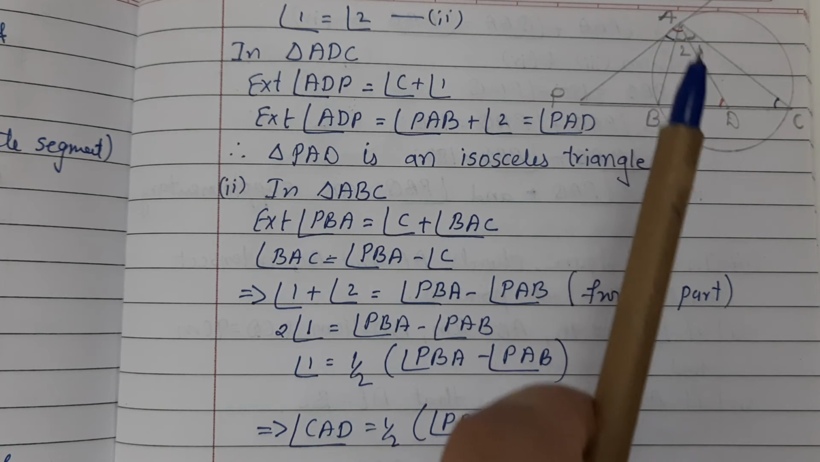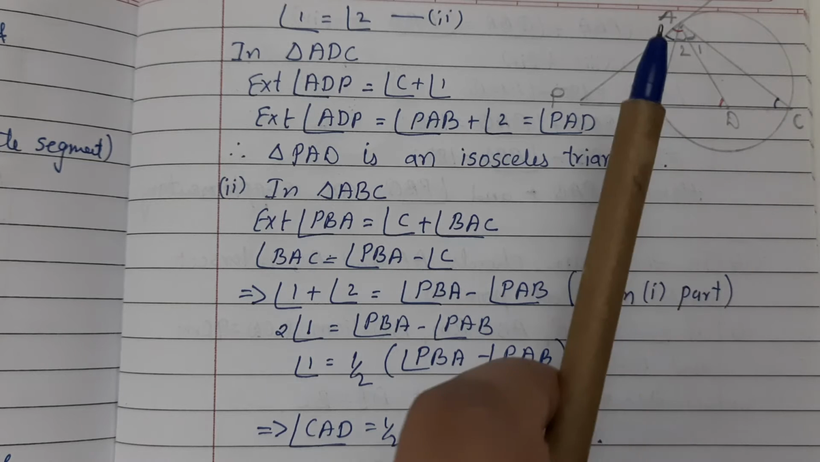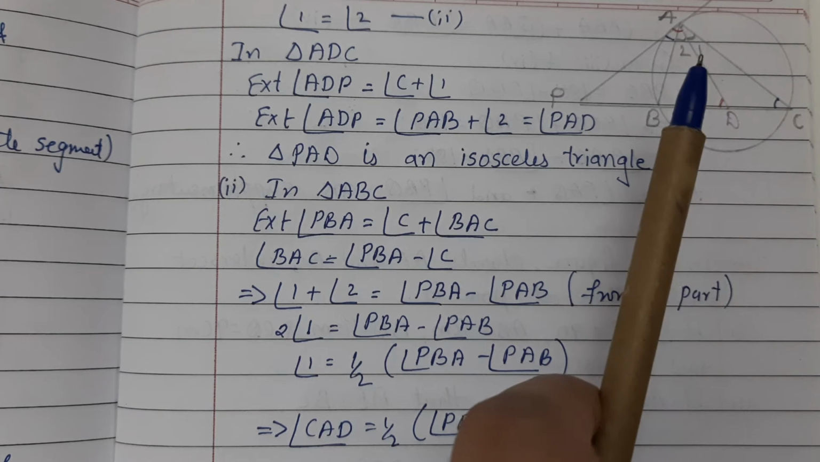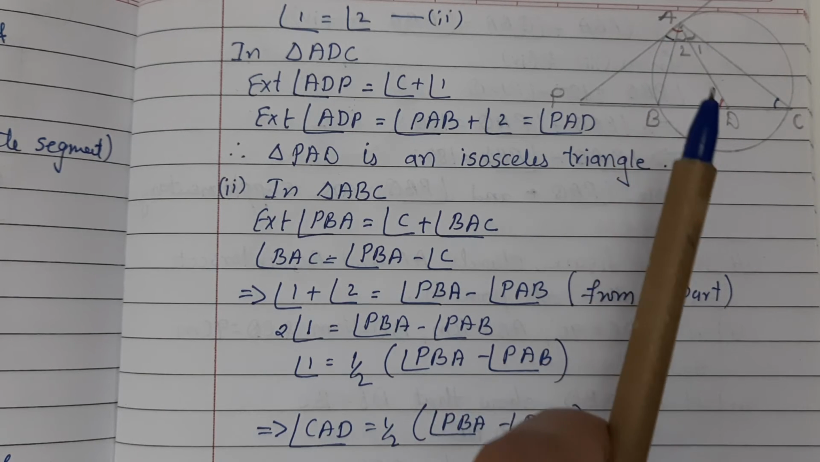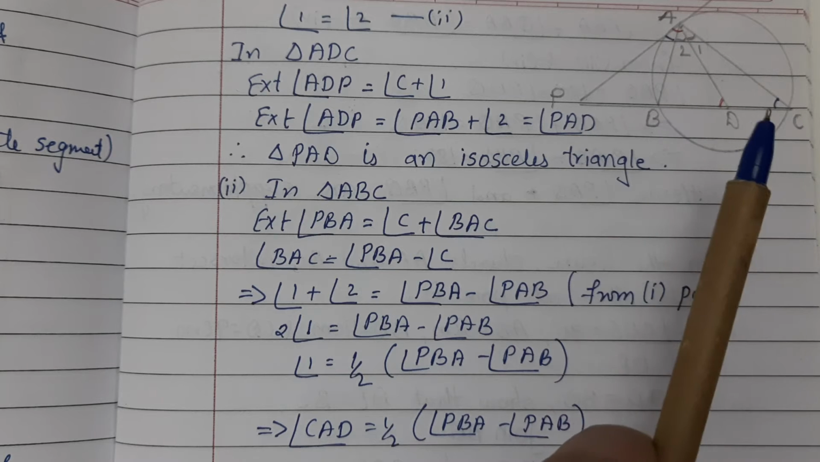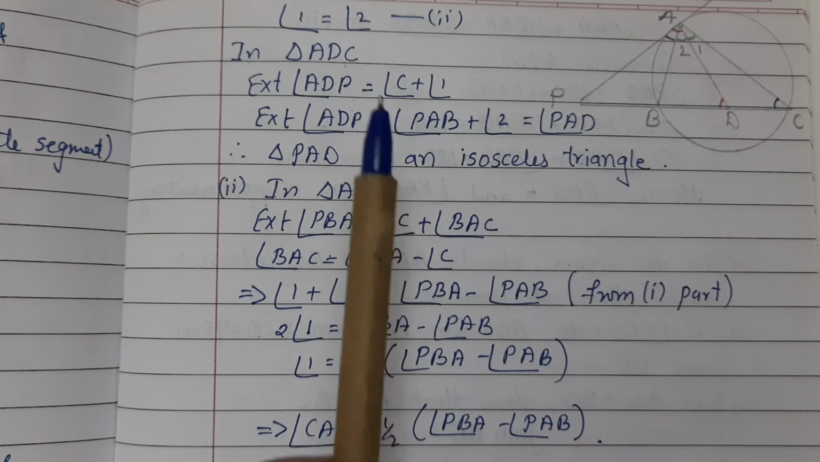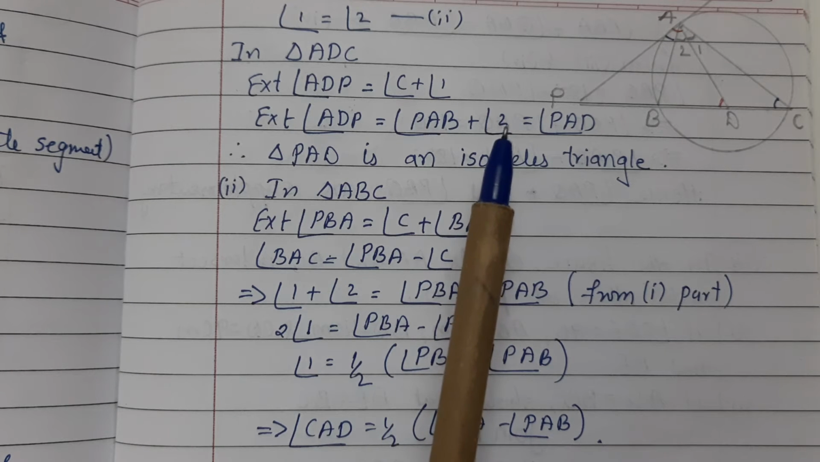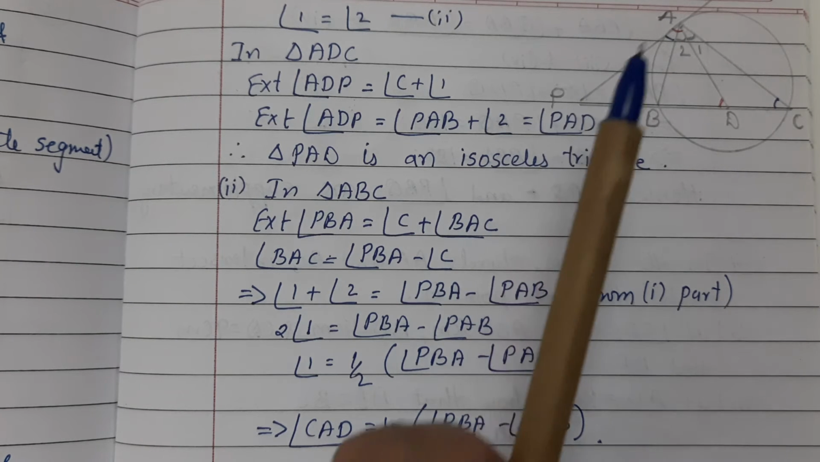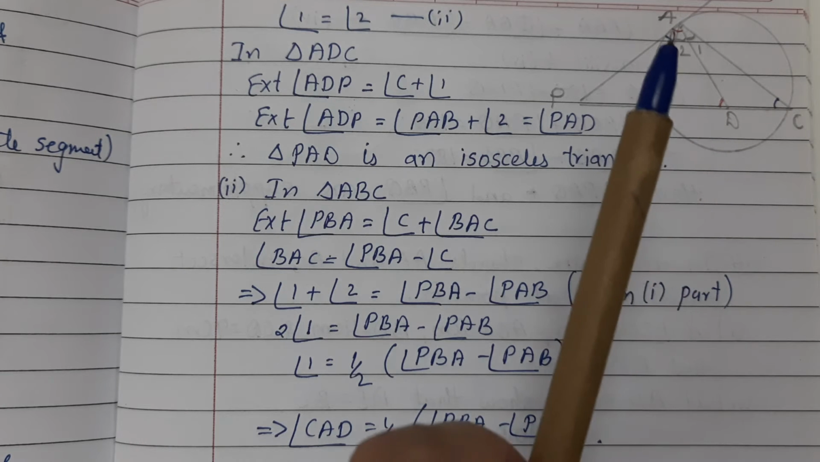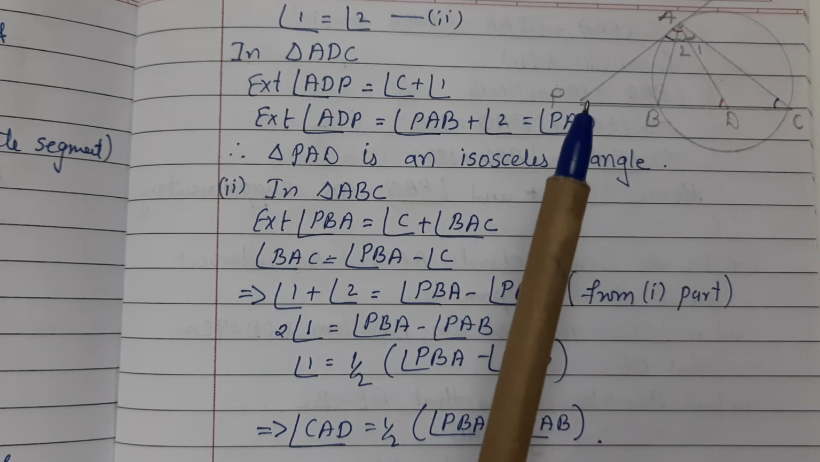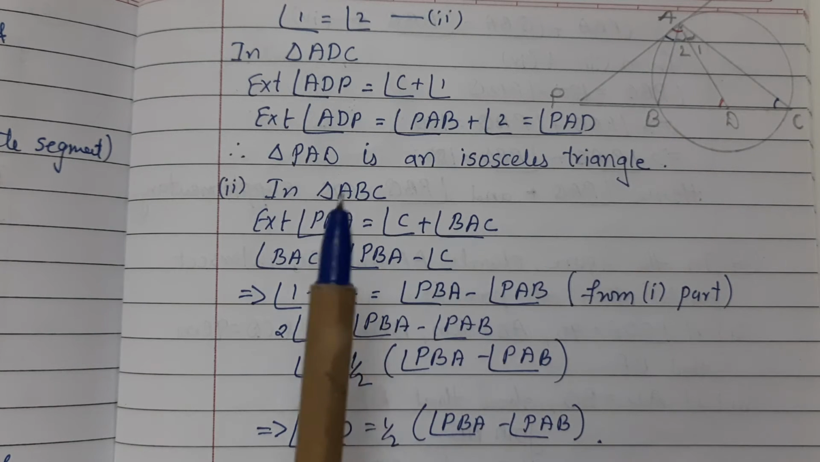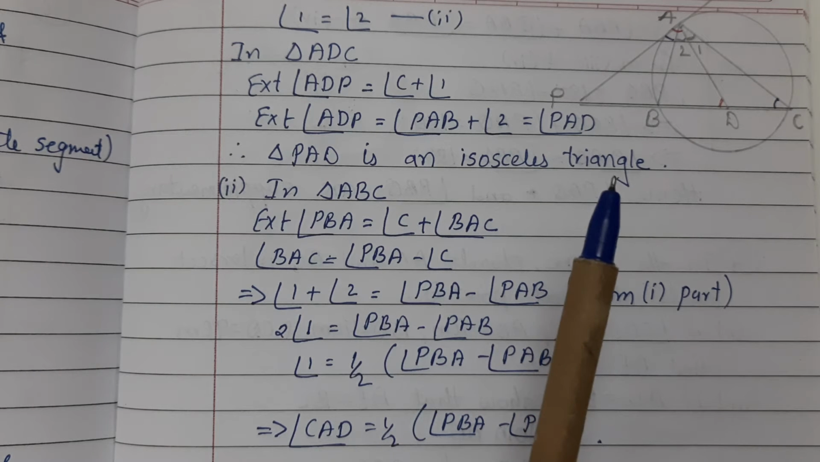In triangle ADC, exterior angle ADP is equal to angle C plus angle 1. Exterior angle ADP is equal to angle C plus angle 1, which is equal to angle PAB plus angle 2. So instead of angle C we have written PAB, and instead of angle 1 we have written angle 2, which gives PAD. Therefore, exterior angle ADP is equal to PAD. These two angles are equal. Therefore, triangle PAD is an isosceles triangle.